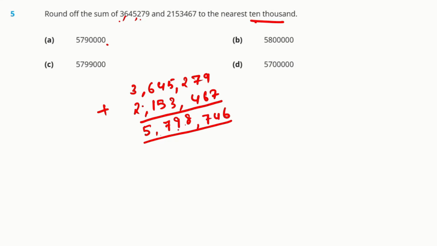So we check the thousands place. The thousands place has 8. So the 10,000s place is 9, and 9 should become 10. But 10 is not possible, we cannot write 2 digits at a single place. So 0 carry 1. The 7 over here also changes to 8. The rest of them change to 0. So yeah, 5,800,000. Option B is the answer.